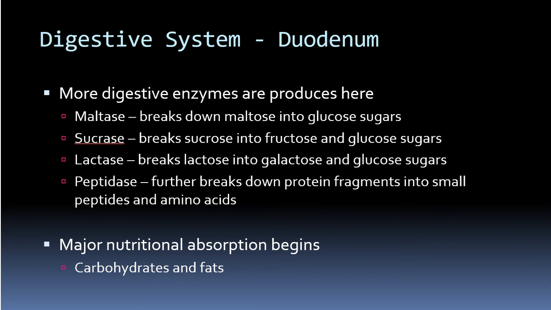One of them is maltase, which helps break down maltose into glucose, individual glucose molecules, individual glucose sugars. There is also sucrase, which is an enzyme that breaks down sucrose into individual fructose and glucose sugars. Lactase will also be made, which helps break down lactose into individual molecules of galactose sugar and glucose sugar. All these individual sugars are called monosaccharides.